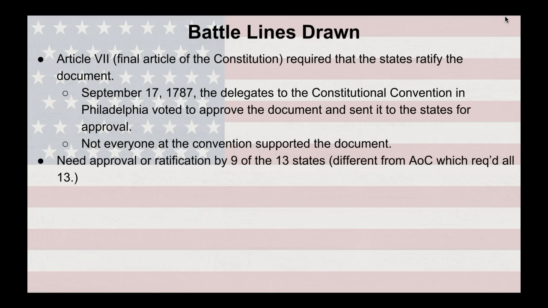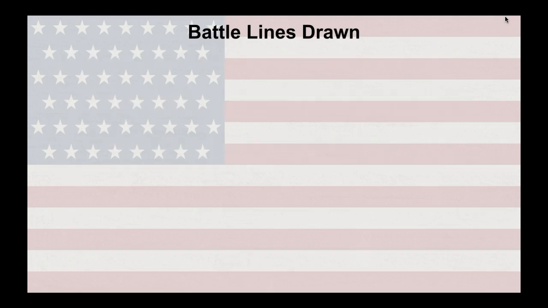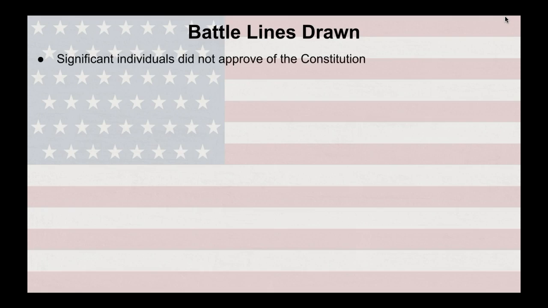And so the ratification needed the approval of 9 out of the 13 states. So it wasn't a unanimous thing like the Articles of Confederation were, but 9 of 13 states had to approve it in order for it to go into effect.